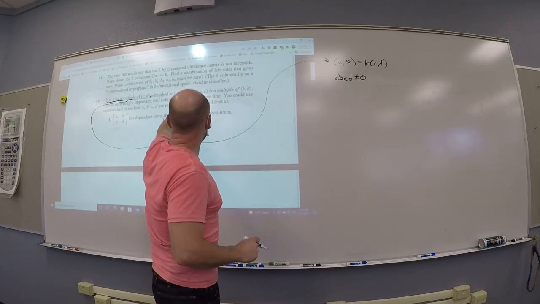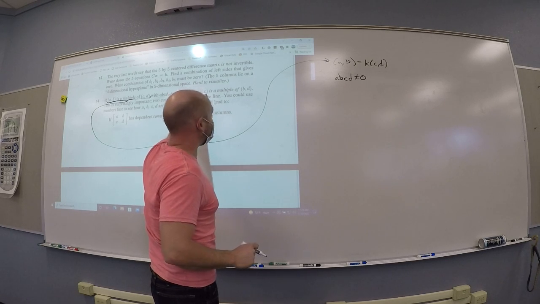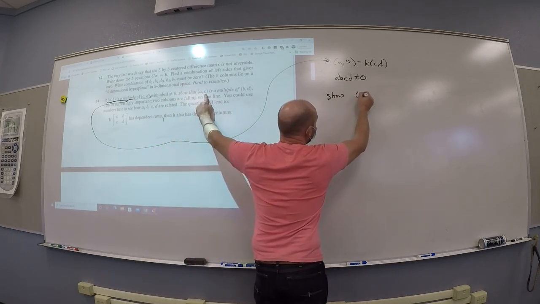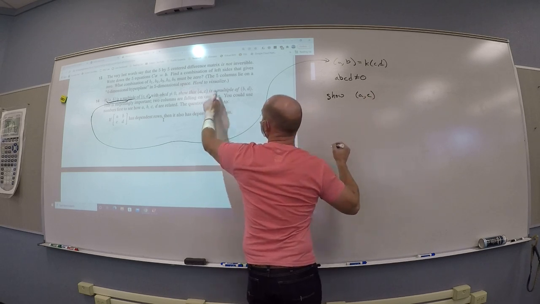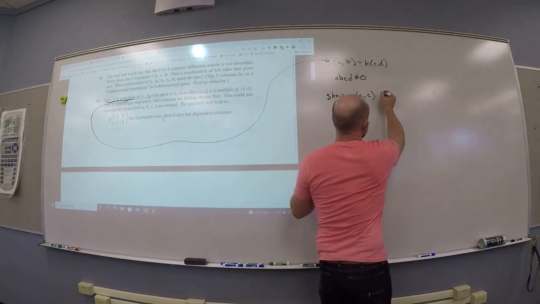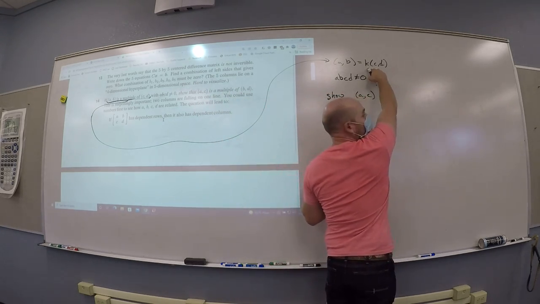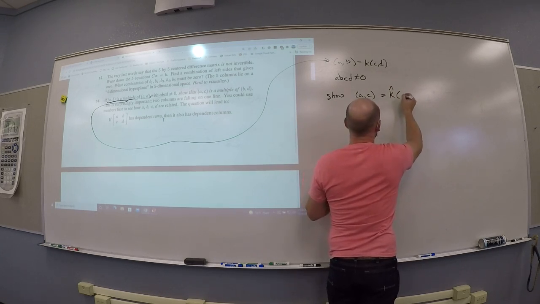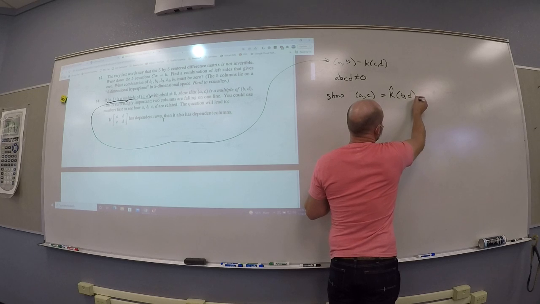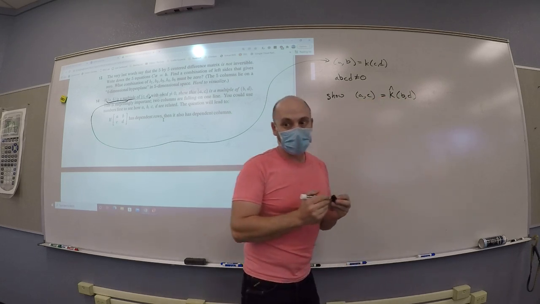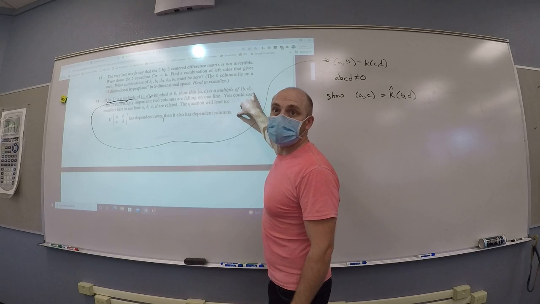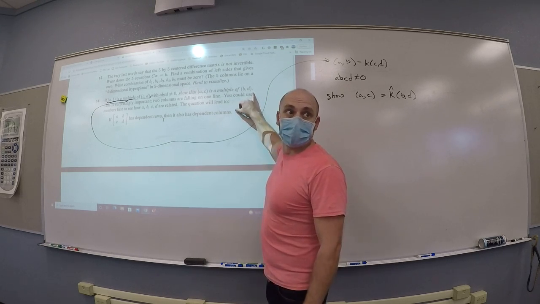Then I'm supposed to show that AC is a multiple of BD. And I used K up there, so I'm going to use a different K. Okay. Then there's this comment. You guys with me on that?